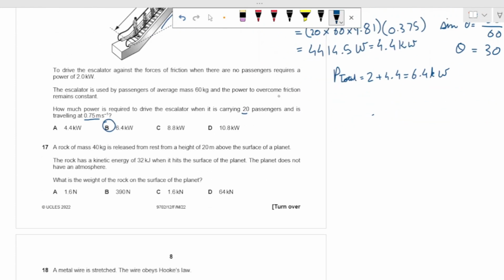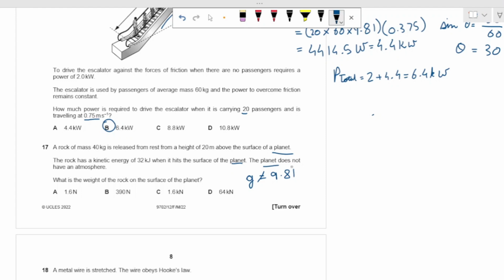Question 17. A rock of mass 40 kg is released from rest from a height of 20 meters above the surface of a planet. The rock has no kinetic energy. The rock has a kinetic energy of 32 kilojoules when it hits the surface of the planet. The planet does not have an atmosphere. What is the weight of the rock on the surface of the planet? Alright. So they've used the word planet too many times. That means this is definitely not Earth. That means gravitational acceleration is not equals to 9.81.